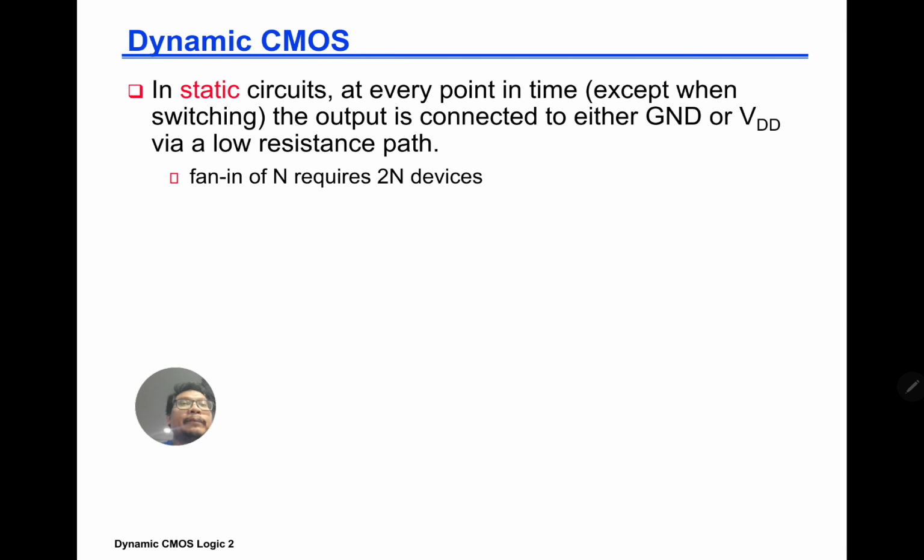In static circuits, at every point in time, except when switching, the output is connected to either ground or VDD via a low resistance path. What is meant by a low resistance path here is essentially the resistance of the NMOS and the PMOS. So there is a path from VDD all the way to ground, connected by R_N and R_P. In static CMOS, a fan-in of N requires 2N devices, so this is the classical complementary CMOS.